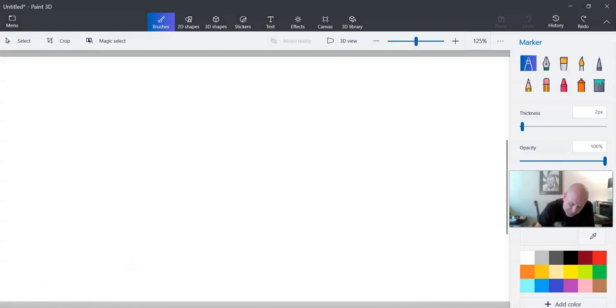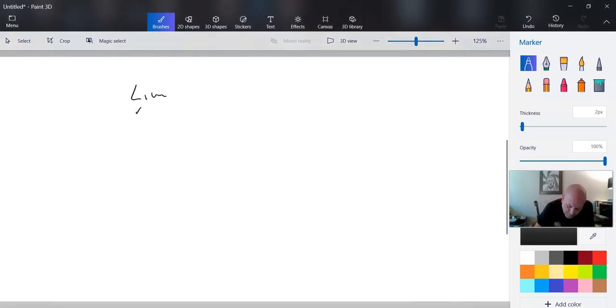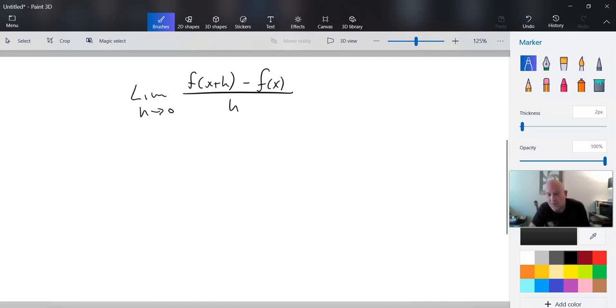Okay, so up until this point, we've been looking at the limit as h approaches 0 of f of x plus h minus f of x over h, right? And up until this point, and I'm not writing it here because it's going to be hard to erase, x has been a point. It's been a number that we're dealing with.